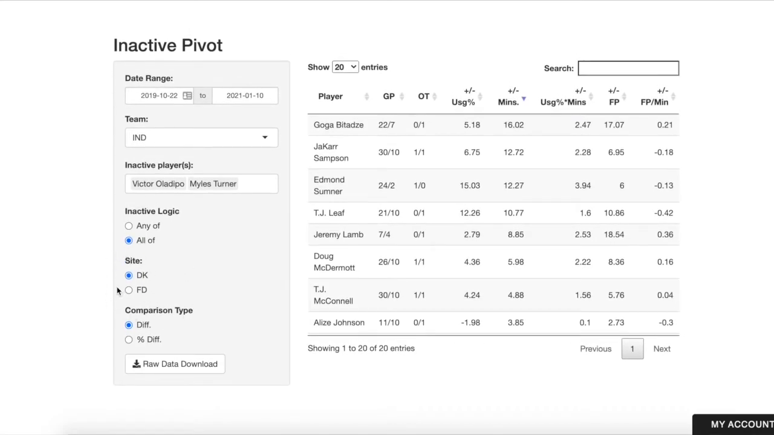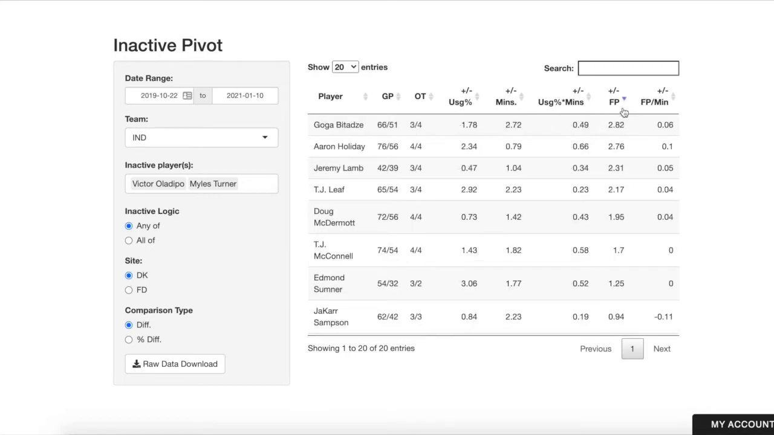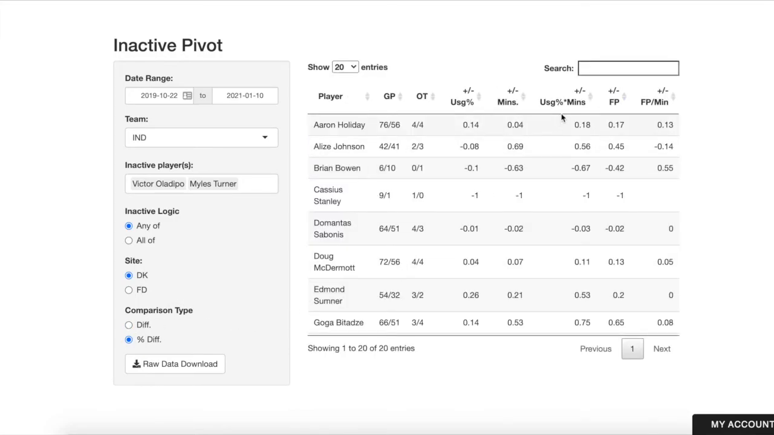And then, of course, selecting DraftKings or FanDuel scoring. You can look at the difference in player production, minutes, per minute efficiency between the active and inactive set in one of two ways. The default is to look at raw or kind of scalar difference. So, when any of Oladipo or Turner is inactive, Aaron Holiday scores, on average, plus 2.7 fantasy points more in these games in which either of Oladipo or Turner are inactive. You can also look at difference as a percent difference.